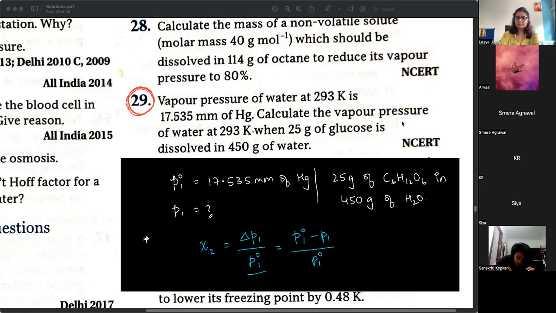What is the molar mass of glucose? Molar mass of... Never mind.